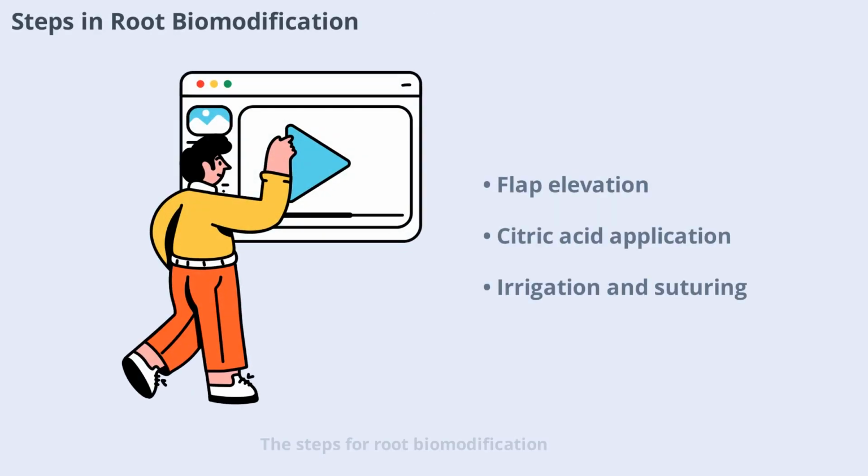The steps for root biomodification with citric acid are straightforward. First, a full thickness flap is raised, followed by thorough root planing. Cotton pellets soaked in citric acid pH 1 are applied to the root surface for 2 to 3 minutes. The area is then irrigated with water and the flap is replaced and sutured. This process enhances the regenerative environment and supports tissue attachment.